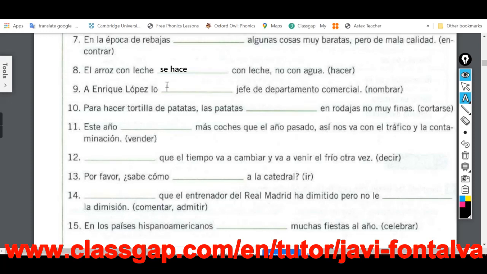Okay. So nombrar sounds like name, doesn't it? So it means to name. So then it will be Enrique, lo han nombrado. Yes. Nombrado. So Enrique, lo han nombrado. So someone named him boss of the commercial department, literally, yeah? Or in English, you would say someone made him boss. Nombrado. Okay.